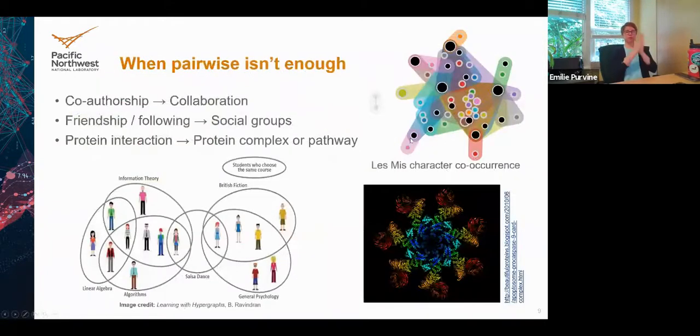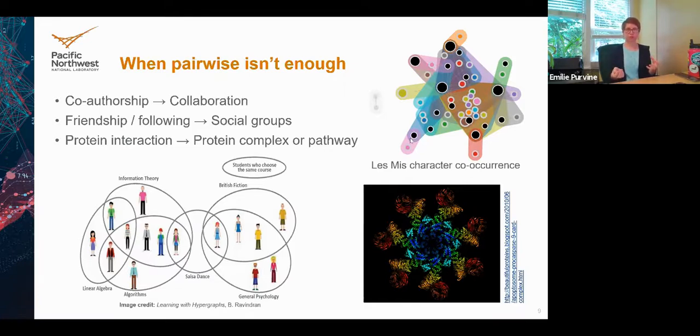But those are all pairwise, and the pairwise makes sense in all of those cases. But modeling things as pairwise interactions isn't always enough to really model your data. So co-authorship data, where two people are connected by an edge if they collaborate, is great, but that's not really how collaboration works, right? We have groups of collaborators. And so really what we want is a collaboration network where we group people by, maybe, authors on papers or something like that.